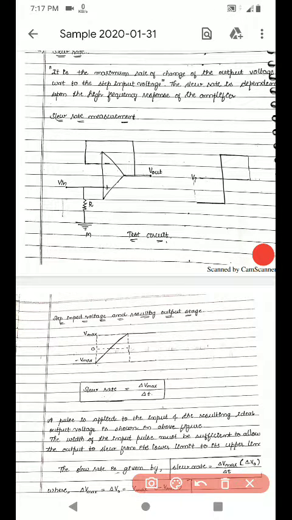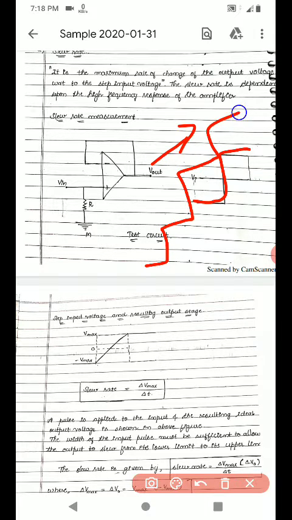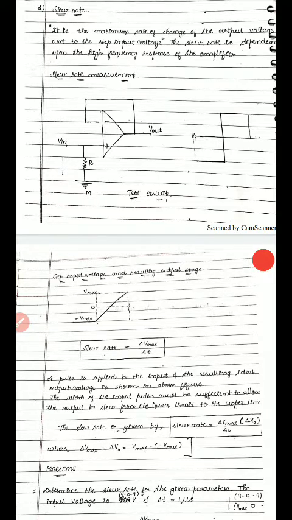Next comes the slew rate. It is the maximum rate of change of the output voltage with respect to the step input voltage. However the voltage variations occur at the output side with respect to the sample time. That's about the slew rate. Just like a step response, that is about the slew rate of the operational amplifier. It depends upon the high frequency response of the amplifier.